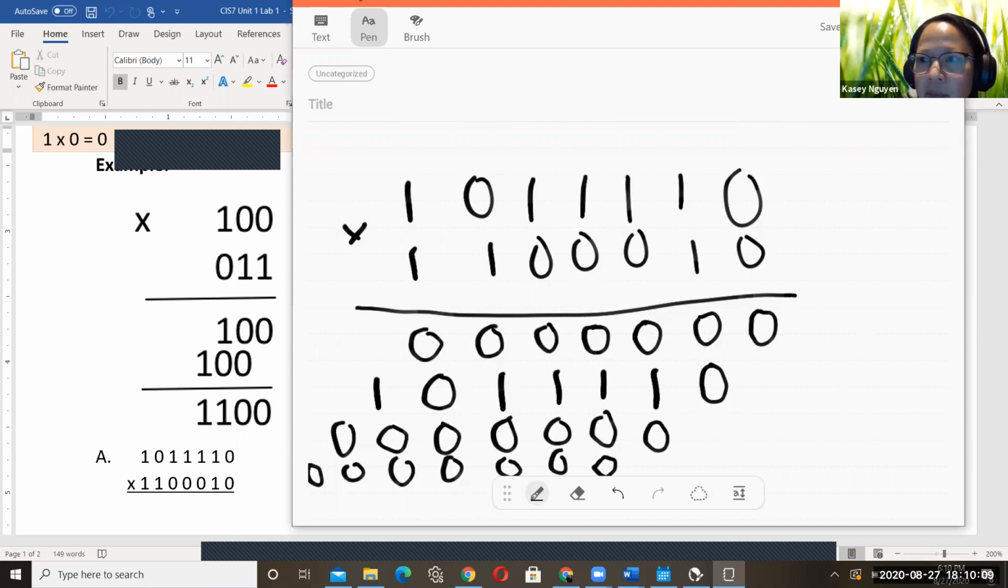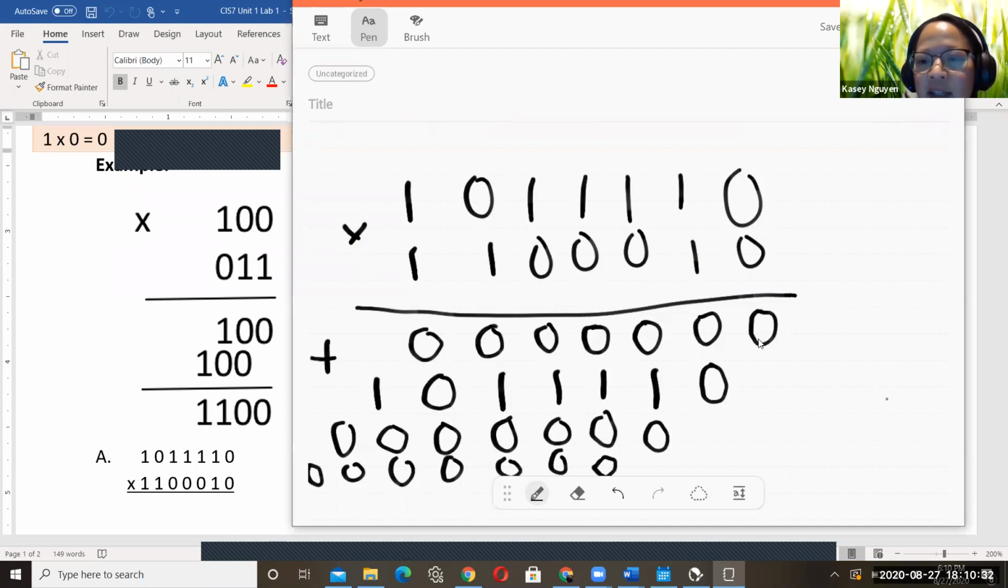Let me see if I can move down. So when you write everything out, these ones right here are going to give you the exact same digit. We're just going to shift left a little bit more. Once you have everything, you're going to add them up. Now, when you see these blanks, just think of them as 0.